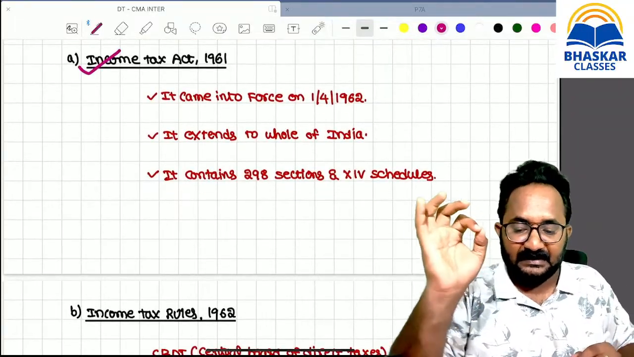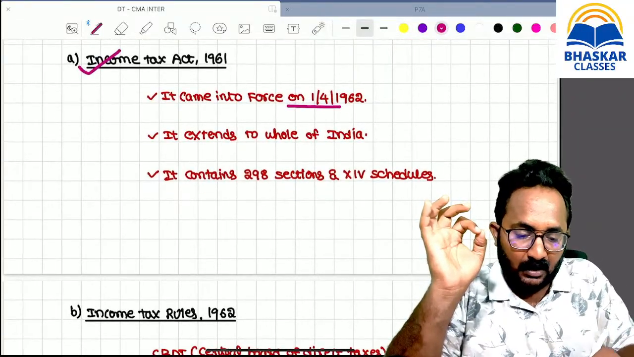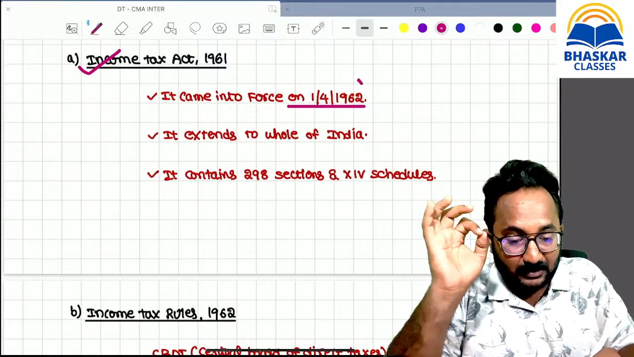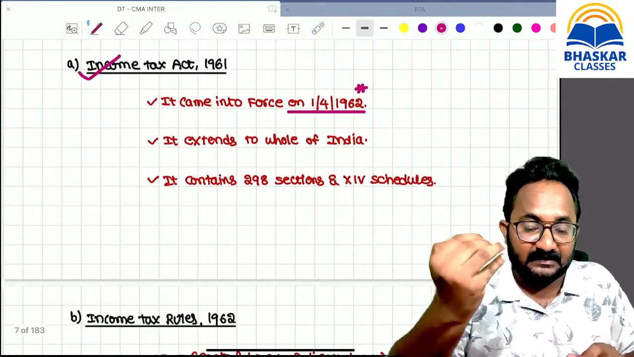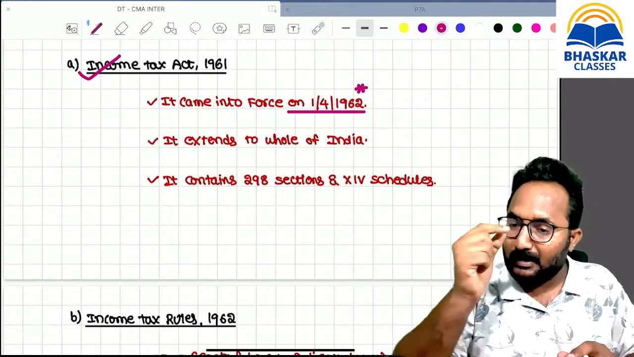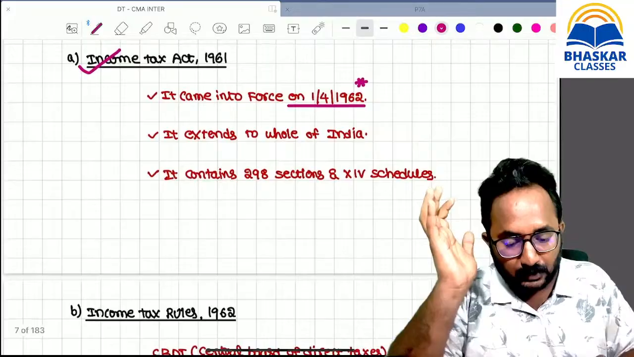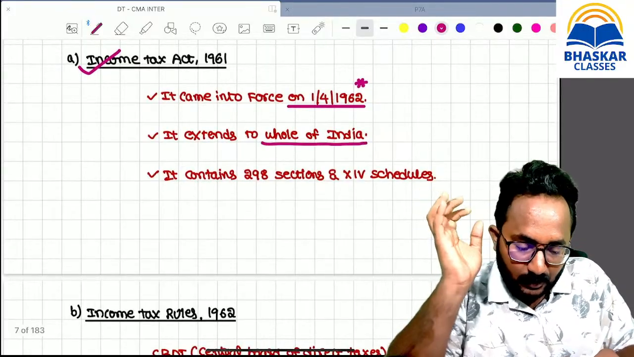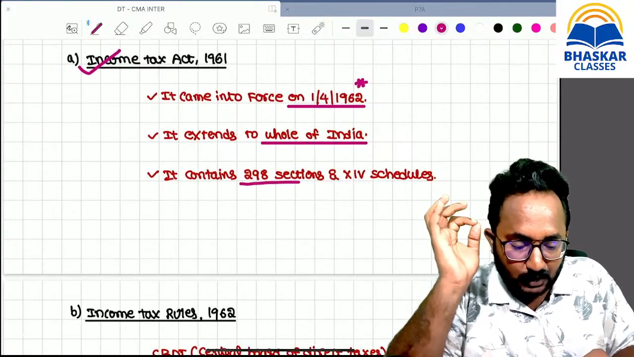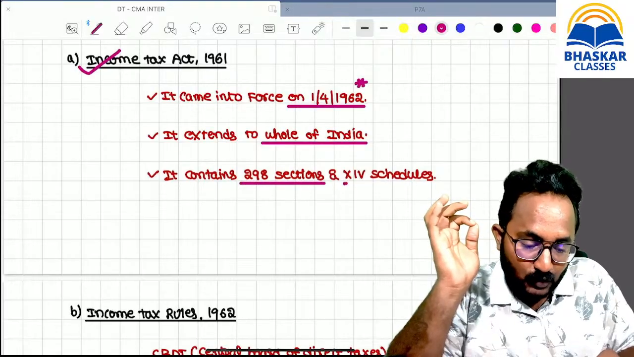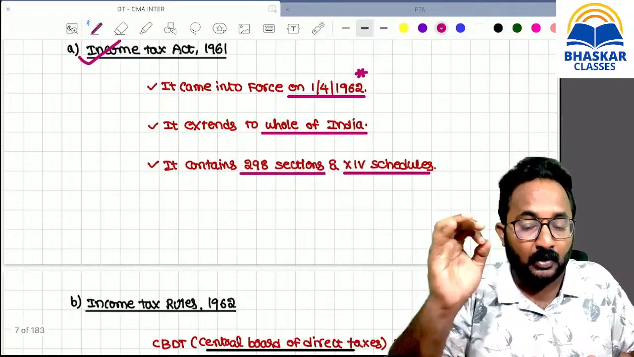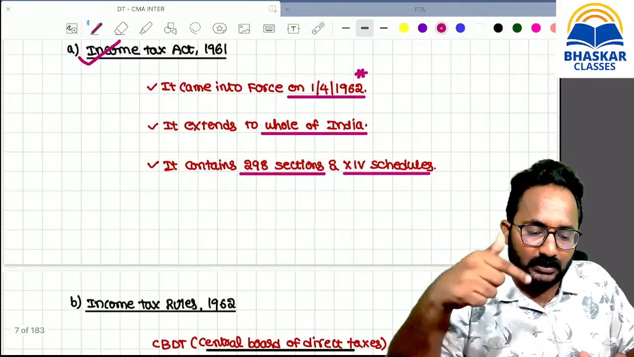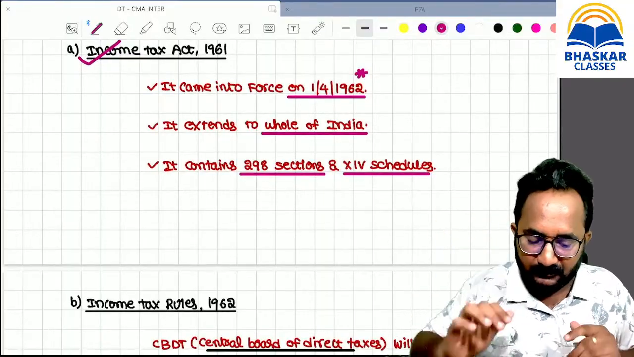Income Tax Act 1961 came into force on 1/4/1962. Remember, many students write that answer as 1/4/1961. That is not correct; it came into force on 1/4/1962. Its extent is the whole of India, including Jammu and Kashmir. It has 298 sections as well as 14 schedules. Remember, every point is important for an MCQ. Here I am revising all the points, so you have to focus on every point.